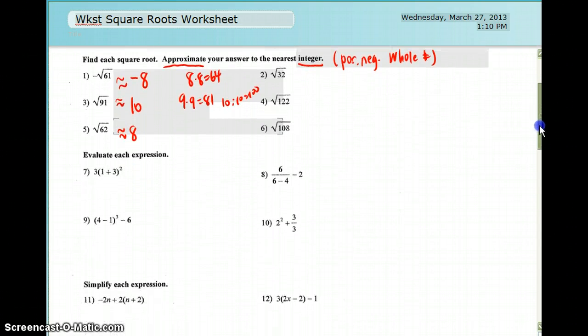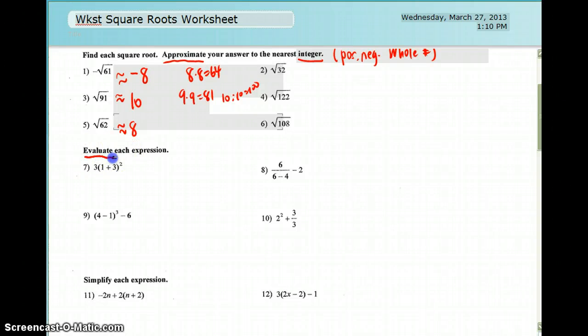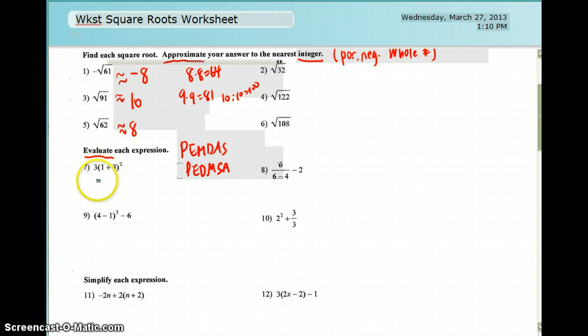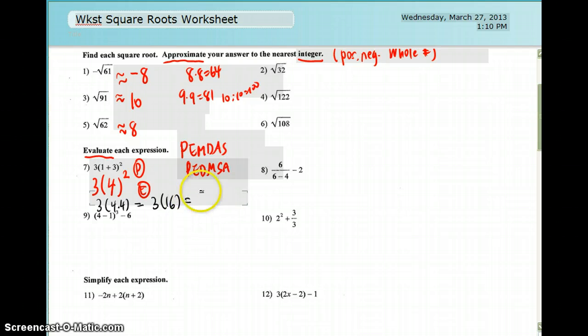That's 62. Number 7, I want to evaluate the expression. I want to use PEMDAS. Here, we're going to first do the parentheses, so I'm going to write 3, keep the parentheses. What happens here is going to be 4, then I'm going to square it, so I did the parentheses. Now I'm going to work with exponents, so that means I'm going to square, not the 3, not 12, but just the 4. So 3, and then I'm going to do 4 times 4, so then I'm going to have 3 times 16, and that's going to give me 48.